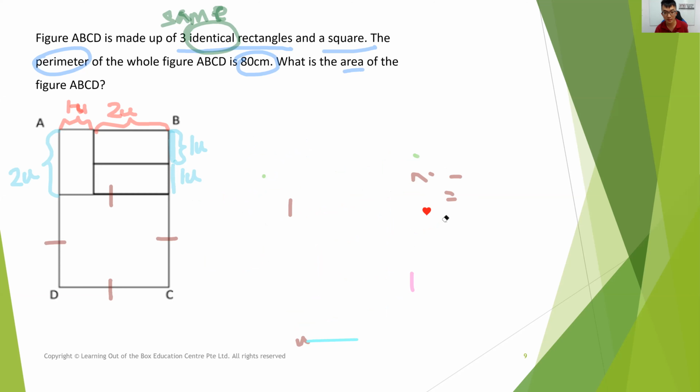So what is the length of each side of the square? Well done. Wow, you're an expert already. So it's 3 units, 3U, and 3U. Okay, good. So the heart shape should always be here.